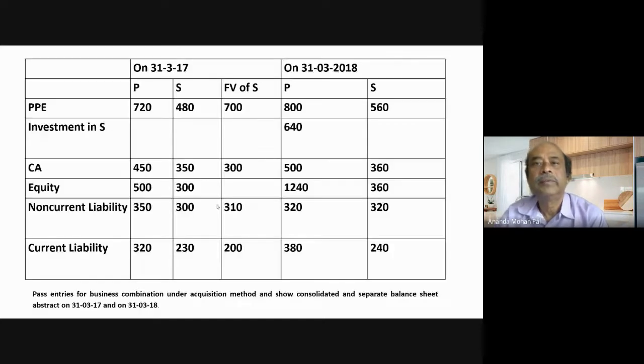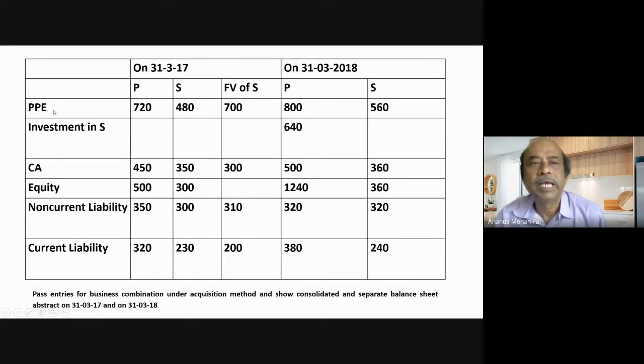And the balance sheet. The balance sheet is shown in this fashion because it is in summarized or abridged form. It is for parent, it is for subsidiary, and it is fair value. Subsidiary's fair values are required on the balance sheet date just before acquisition, that is 31st March 17, and 1 year after acquisition, this is the parent company's book value and the subsidiary company's book values are given.